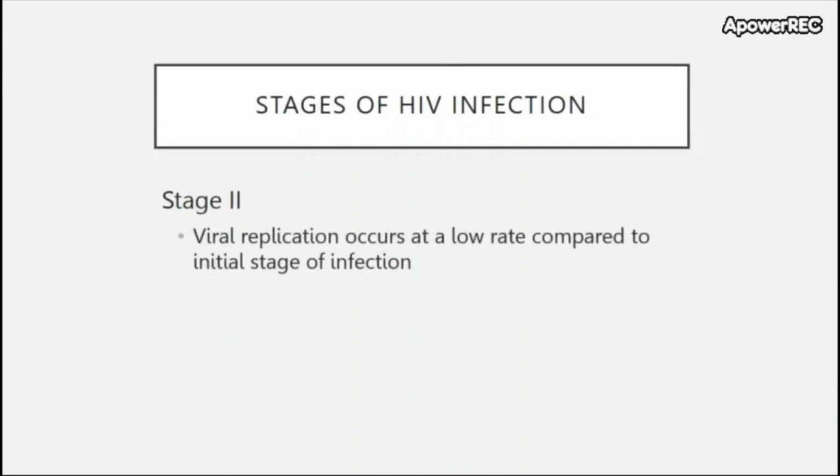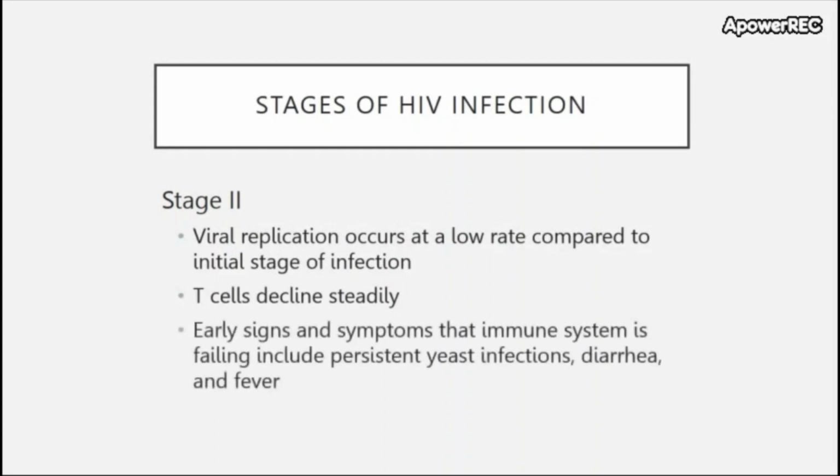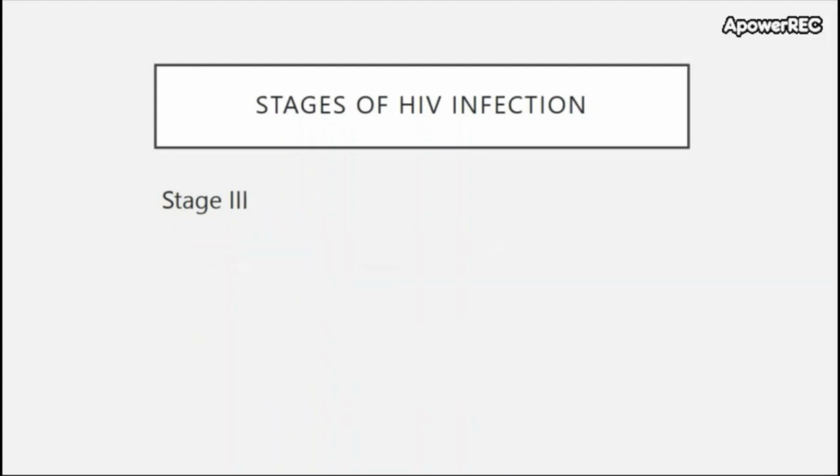So at stage 2, viral replication occurs at a low rate compared to the initial stage of the infection. The T cells start to decline, and they decline at a pretty steady rate. And this, in part, leads to early signs and symptoms that the immune system is falling apart. Symptoms might be yeast infections, or persistent diarrhea, or a persistent fever. And this can last as long as 10 years or more. The natural progression of the disease leads to stage 3.